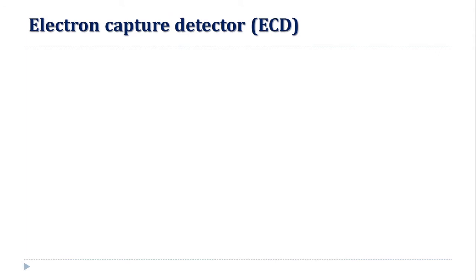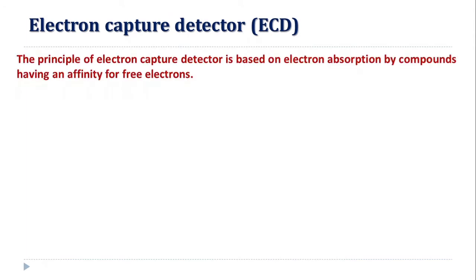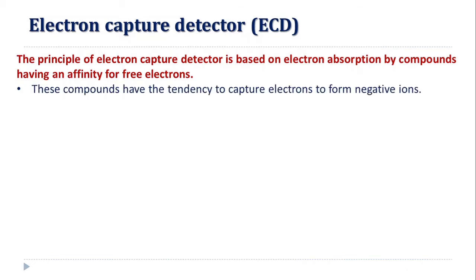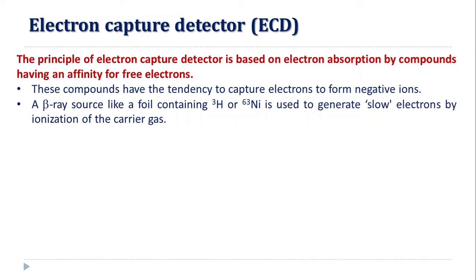Now one more detector, that is the electron capture detector. The principle of the electron capture detector is based on electron absorption by compounds having an affinity for free electrons. So this is a very good detector for organic compounds which contain electronegative atoms. These compounds have a tendency to capture electrons and form negative ions. A beta ray source like a foil containing tritium, that is H3, or nickel 63, is used to generate slow electrons by ionization of the carrier gas.